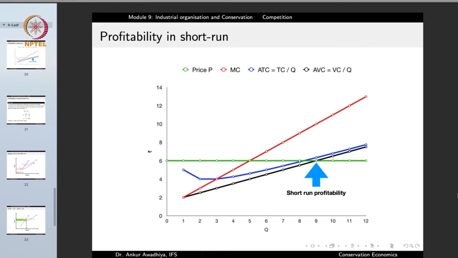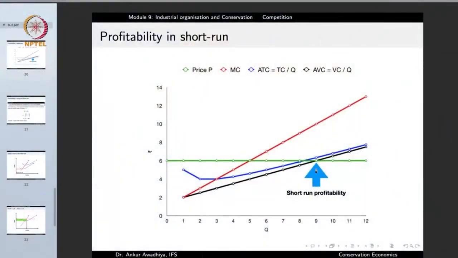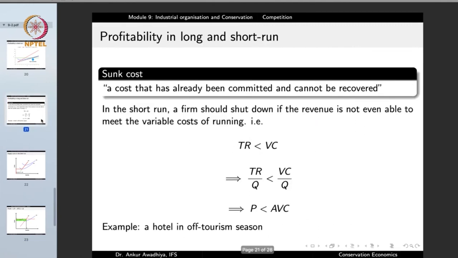Now this is because the firm will ask the question that if the total costs are not being met, are we at least able to meet the variable cost, the cost of maintenance of the firm? Now that is the variable cost. Now in the short run, what we say is that the firm should continue its operations in the short run till this point where the average variable cost is less than the price, which means that it is at least able to meet the cost of running, because there is always a sunk cost in all the operations.